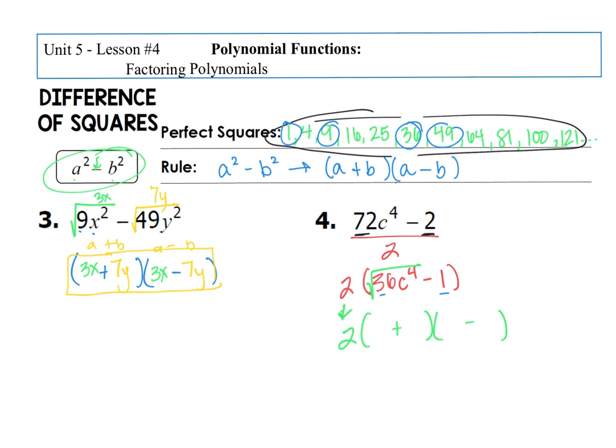The square root of 36 is 6. The square root of c to the 4th. When we take the square root of exponents, we just divide them by 2. That's how you take the square root of exponents. So 4 divided by 2 is 2. So 6c squared is the square root, and it goes first in each set. And then we look at our second term. It was just the number 1, and the square root of 1 is 1. So we put that second in each set. So factored, this is 2, our GCF, times 6c squared plus 1 times 6c squared minus 1.